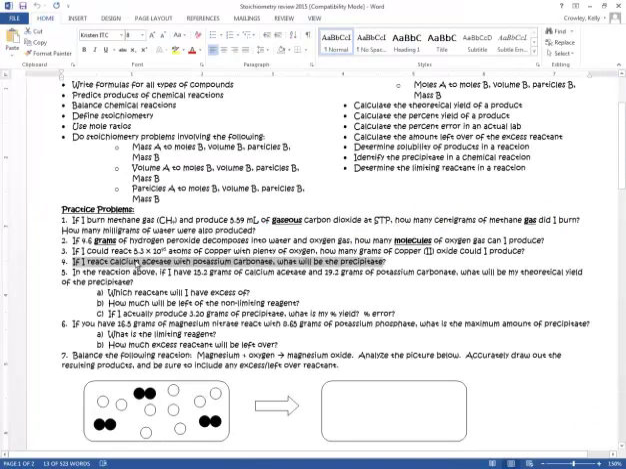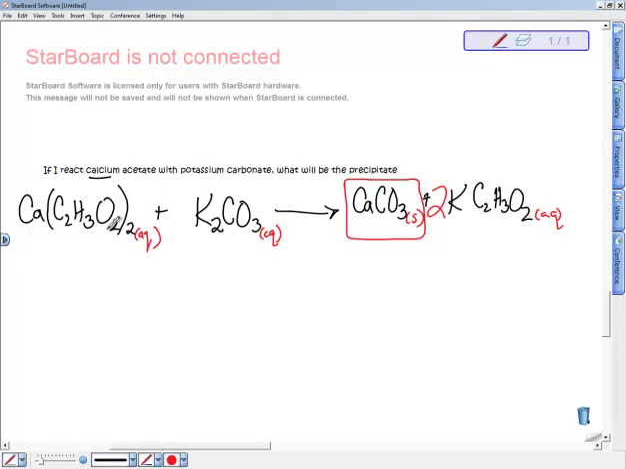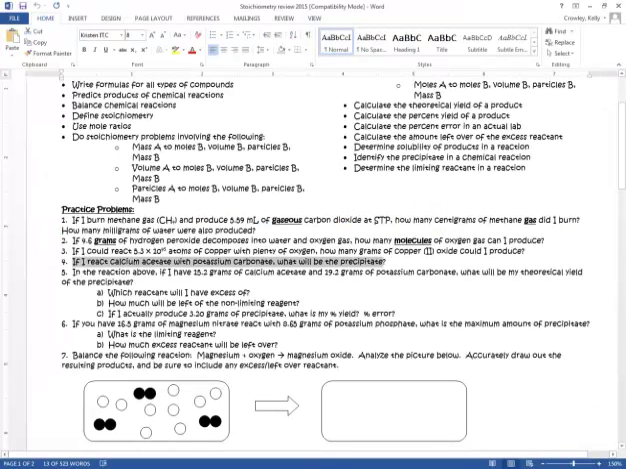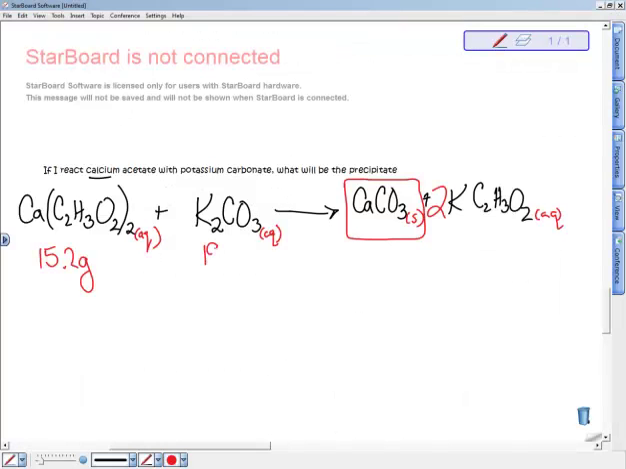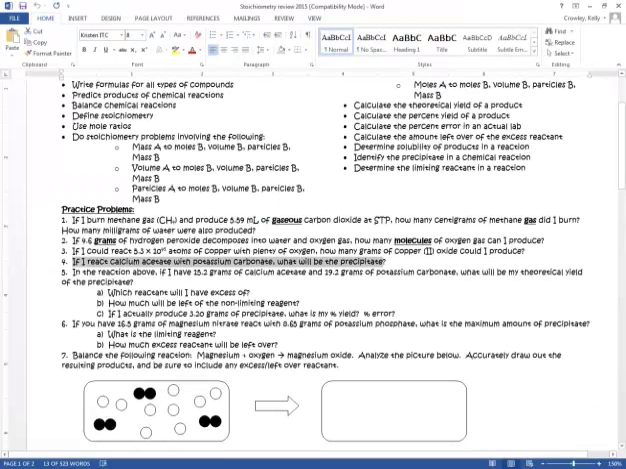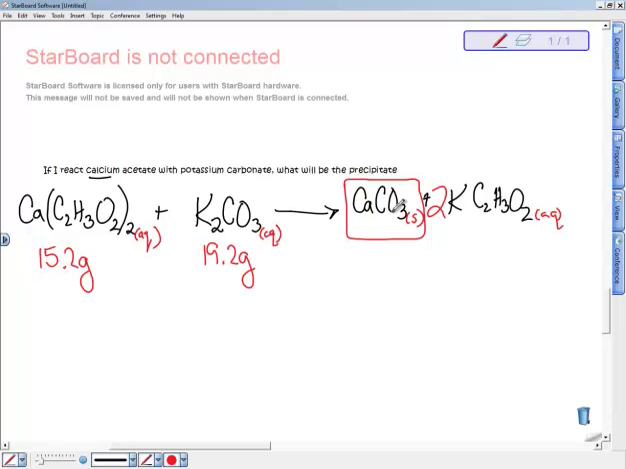Okay. Question number 5. In the reaction above, so they're using the same reaction, if you have 15.2 grams of calcium acetate, hold on, 15.2 grams of this, and 19.2 grams of the potassium carbonate, hold on, 19.2 grams of this. What is my theoretical yield of the precipitate? So in other words, they want you to tell them how many grams of this can you make.